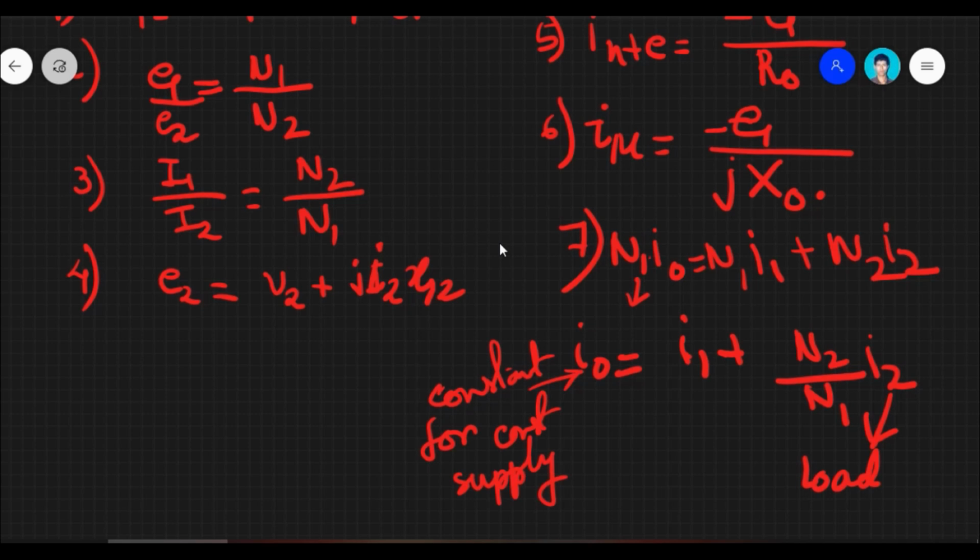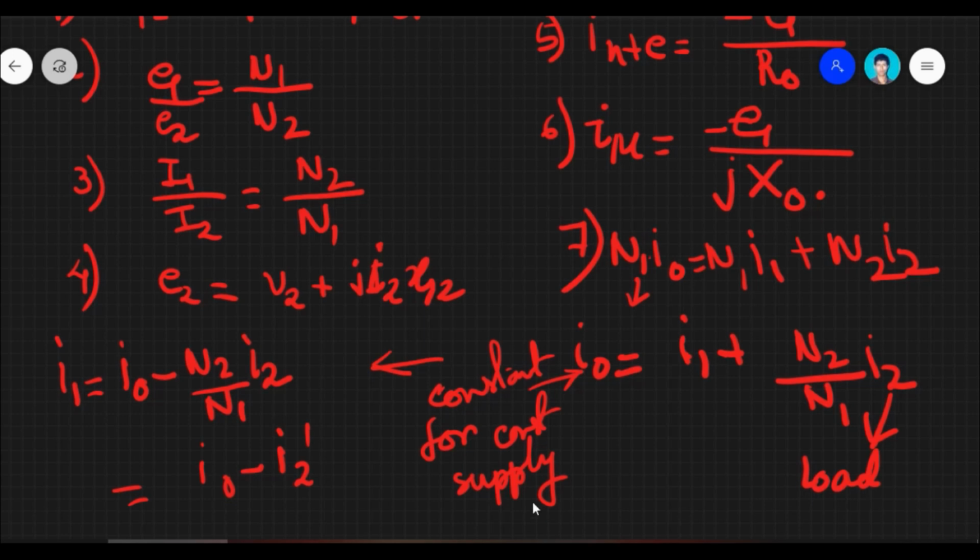But I1 should be found out. So how to find out I1 from this? I1 is equal to I naught minus N2 by N1 I2. That is what we write like I0 minus I2 dash. And always I have drawn minus I2 dash there.